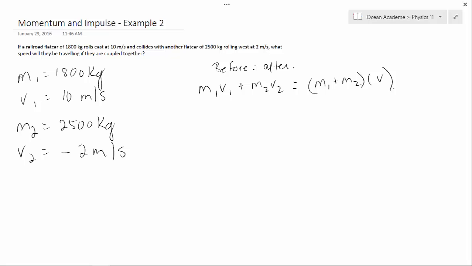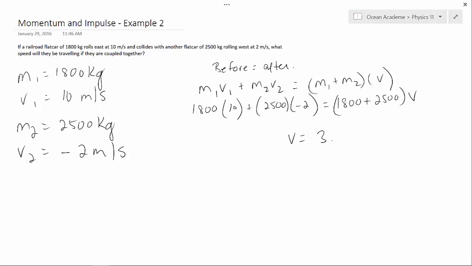Now, let's fill this in. We've got 1,800 times 10 plus 2,500 times negative 2. And that equals our mass 1, which is 1,800, plus mass 2 of 2,500, times velocity. That's our unknown. Now, multiplying this out, we find that our velocity, when they are coupled together, is 3.02 meters per second.